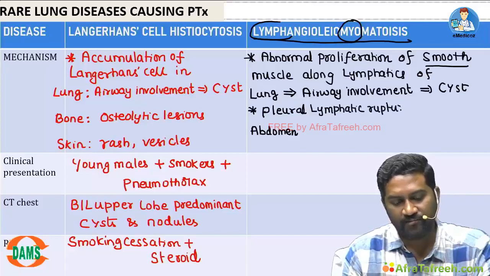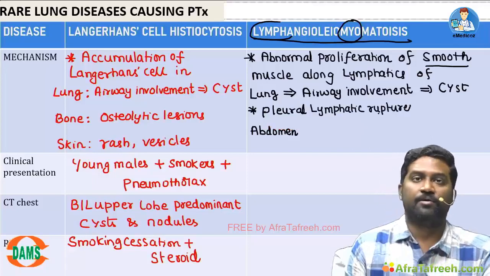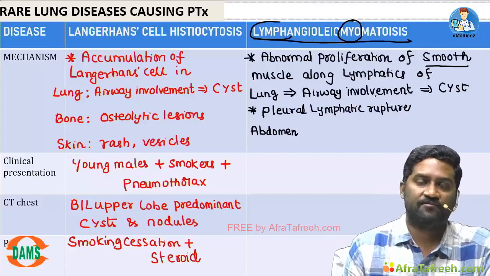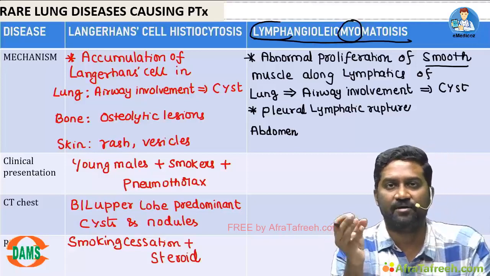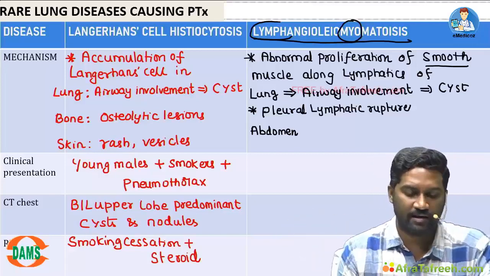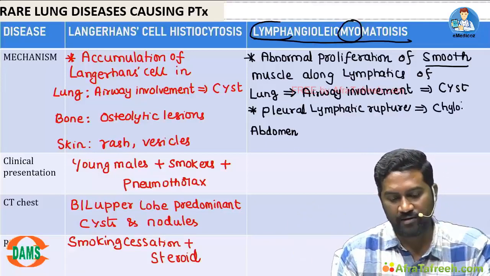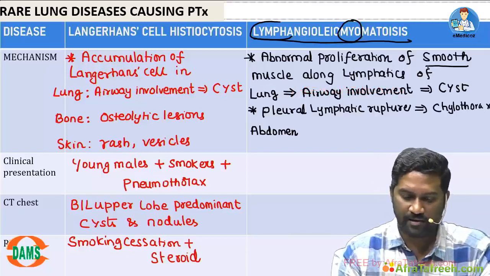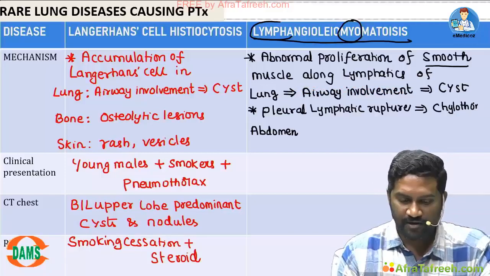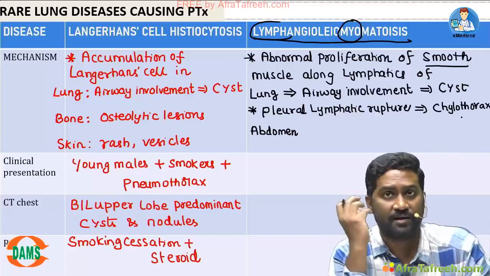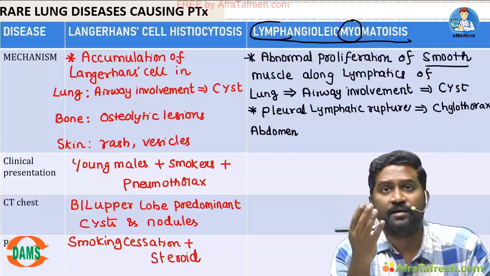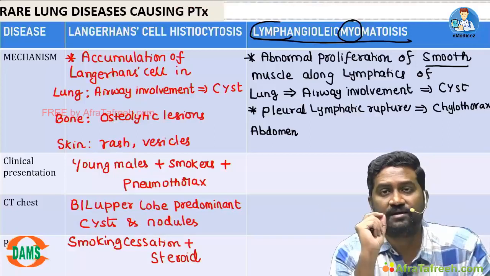Once the pleural lymphatics are ruptured, what is going to happen? What do lymphatics contain? Lymph. What is lymph? It is nothing but a type of chyle. So there will be accumulation of chyle resulting in chylothorax. In lymphangioleiomyomatosis, there can be chylothorax. The reason is the pleural lymphatics can rupture resulting in accumulation of chyle.